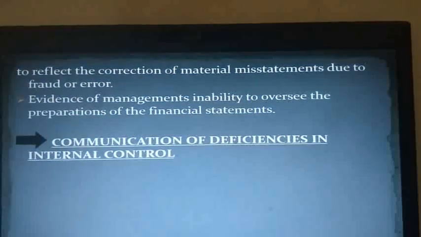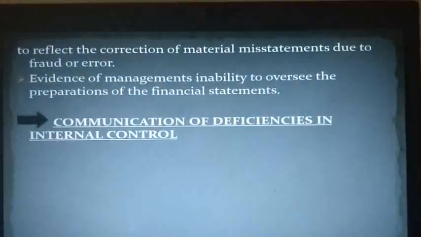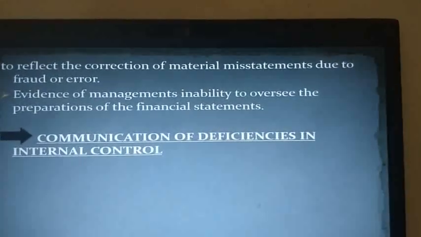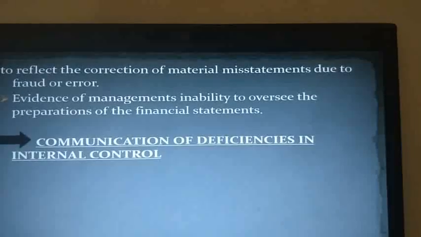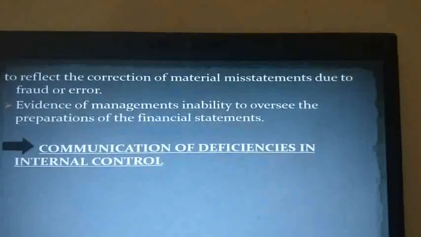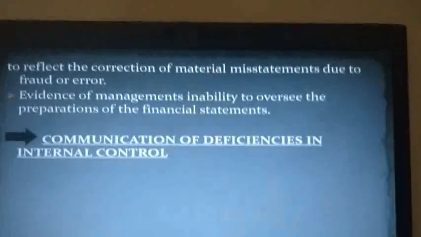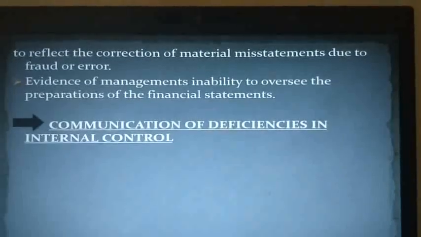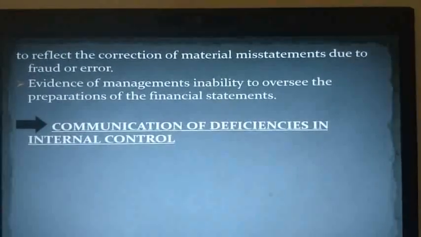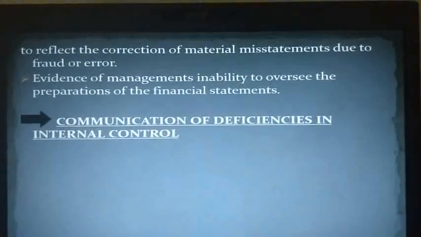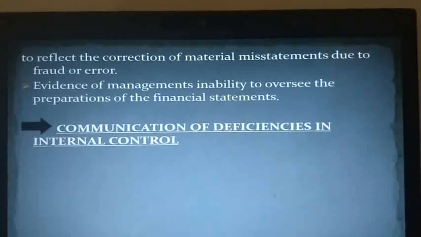Now next you have communication deficiencies. Communication deficiencies in internal control is basically communicating significant deficiencies in writing to those charged with governance, which will reflect the importance of these matters and assist those charged with governance in fulfilling their oversight responsibilities. The people who are responsible should identify the deficiencies and communicate them, and before the situation gets worse, they should take appropriate actions and control it.